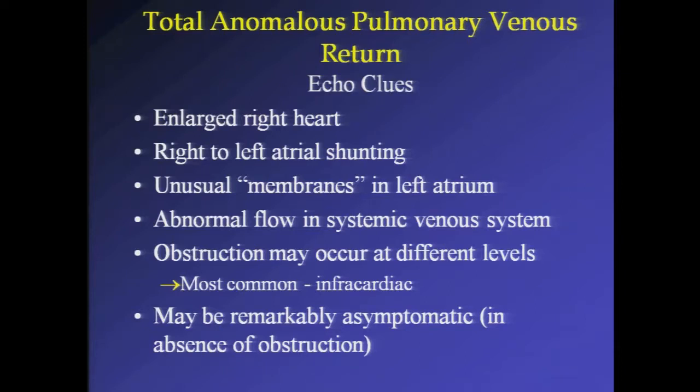It's possible to have obstruction of the pulmonary venous return. This is most common in the infracardiac forms, so that the pathway can be obstructed either as it passes through the diaphragm or as it enters into the liver. But without obstruction, these patients can be remarkably asymptomatic. So there are rare cases where people don't get diagnosed until they're in their teens or into adulthood.